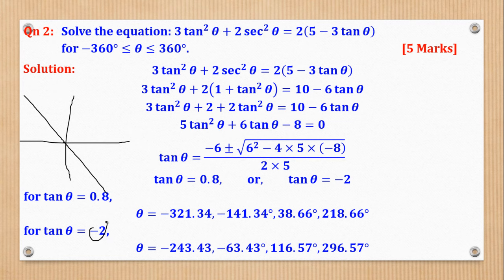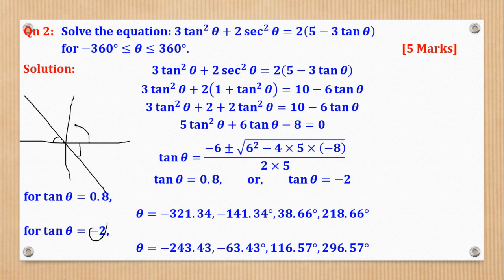So how do I generate these angles? The 63.43 is what you put here and here. It should lie on the horizontal line. Then we begin. Let's begin with the positive angles.